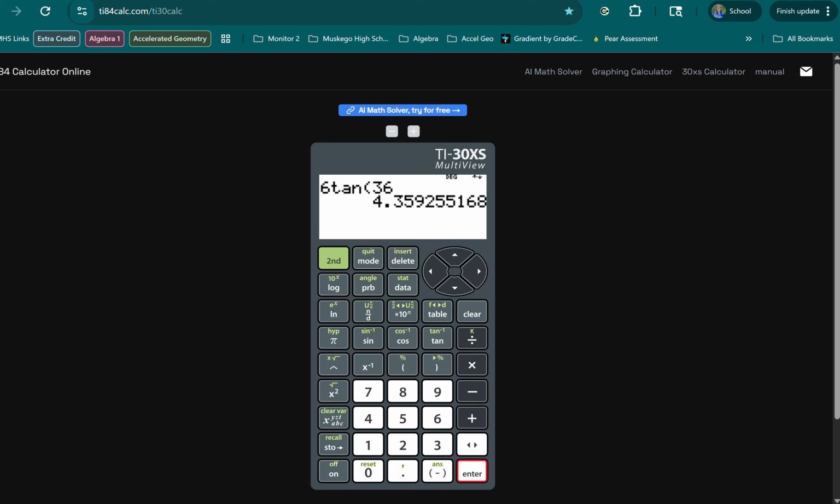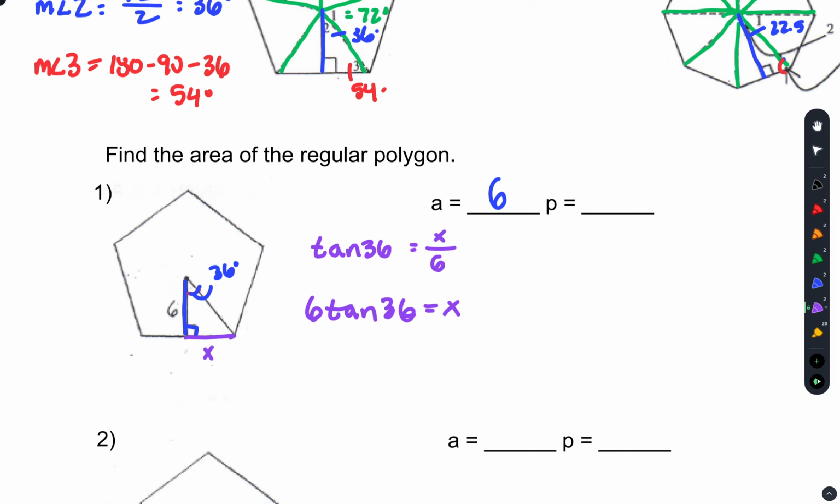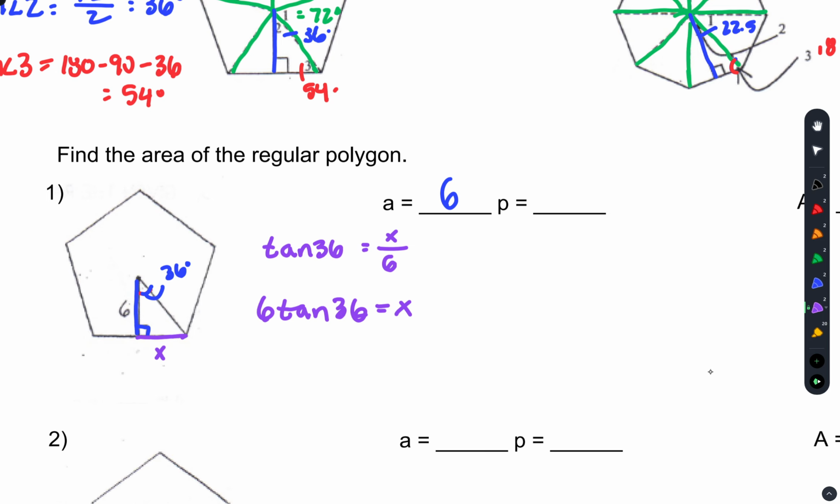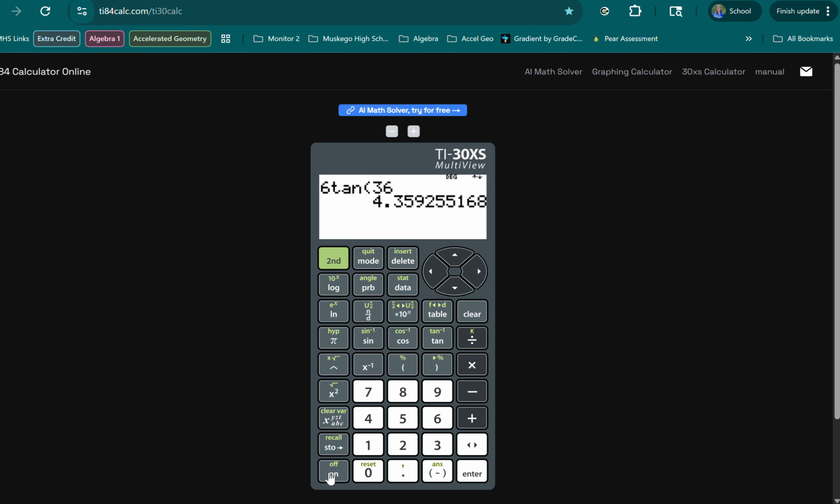Now, what do I actually need in my formula? I need the perimeter. So I need to figure out what one full side length is. And to get there, I'm going to multiply whatever I just got by 2. Again, I'm not rounding. I'm keeping this number in my calculator. I'm multiplying it by 2. That is one full base, 8.7.